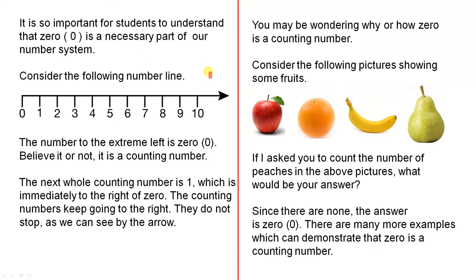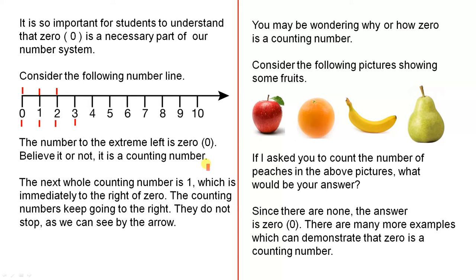Consider the following number line. I have placed these numbers equally spaced on this number line. That's where zero is. Then you have 1, 2, etc., and they keep going. The number to the extreme left is 0. Believe it or not, it is a counting number. Now we'll look at that in a minute. The next whole counting number is 1. So 0 is there, which is a counting number, and that's the next counting number, and they keep continuing on to the right.